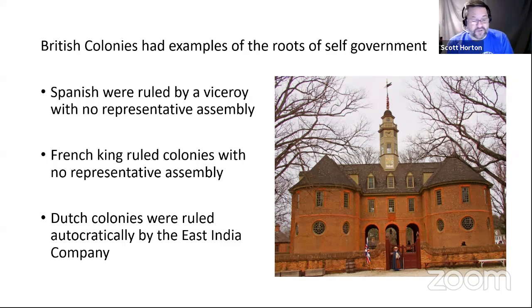They did not have a representative assembly. The colonists were not asked their opinion about things. French, basically the same story there. And the Dutch colonies were ruled by a company, by the East India Company.